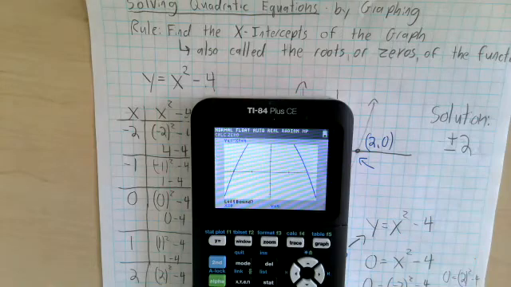And it's going to ask us the same sort of questions as it did when we were trying to find the maximum. What's the left bound?